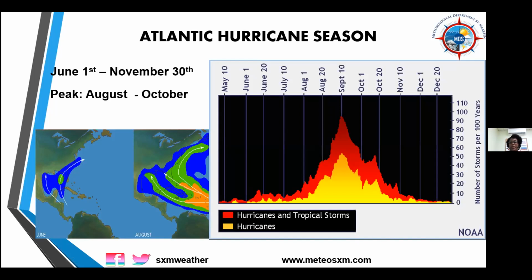So September is really a hot month for St. Martin as well. If you go back to all the storms in the past, September is the month you will see most storms developing near or around St. Martin.